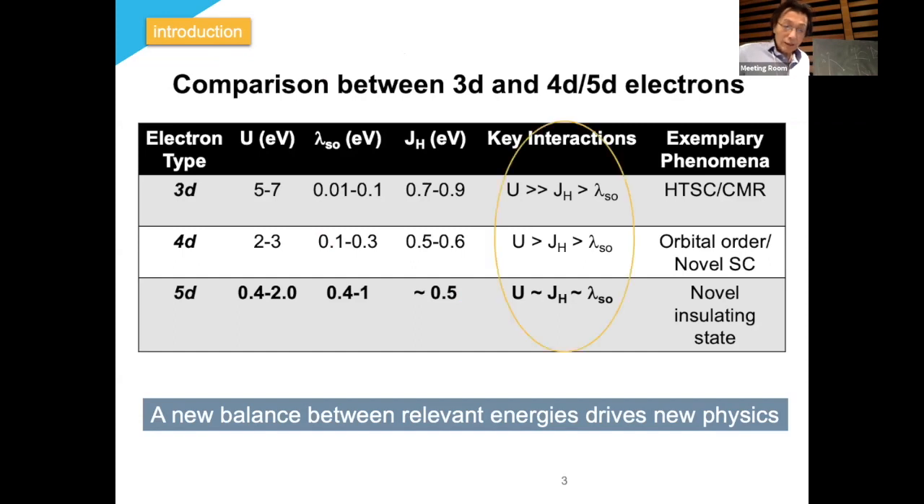Okay, so for 4D and 5Ds, particularly for 5D oxides, we have these comparable energies. Therefore, we have a new balance, and this new balance actually drives new physics. This is something that I'd like to talk about a little bit in the remaining time of this talk. So let me give you a few experimental observations as well.